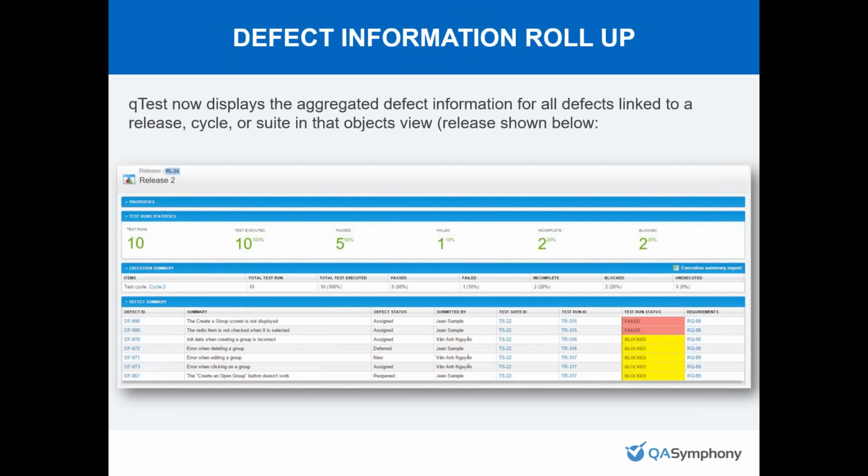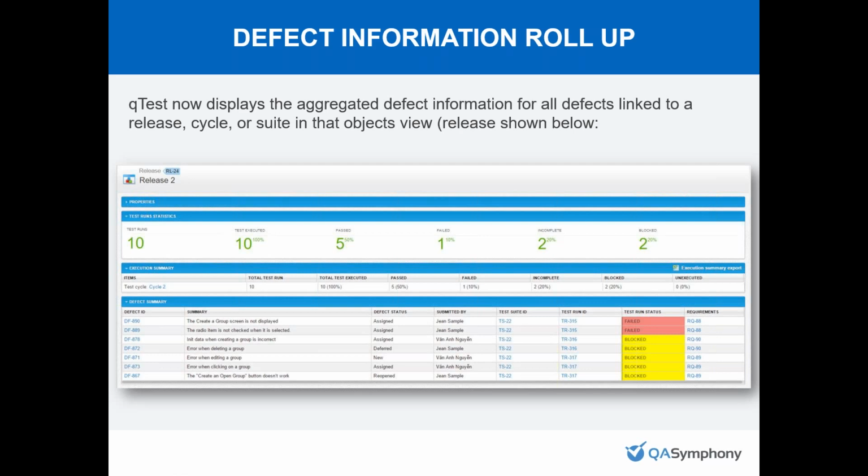We have another one about defect information here. Looking at defects from the qTest side, we were unable really to see a cycle level view or suite level view of all of the defects associated to the runs in those cycles or in those suites. So what we've done is add a defect summary window here, where basically we show you, this is for a release even, all the defects that have been logged in that release.